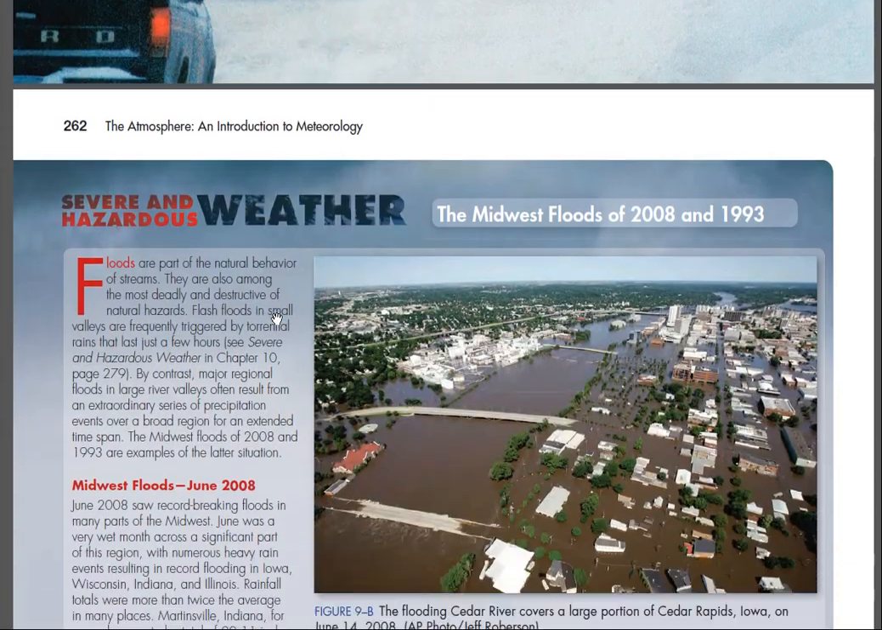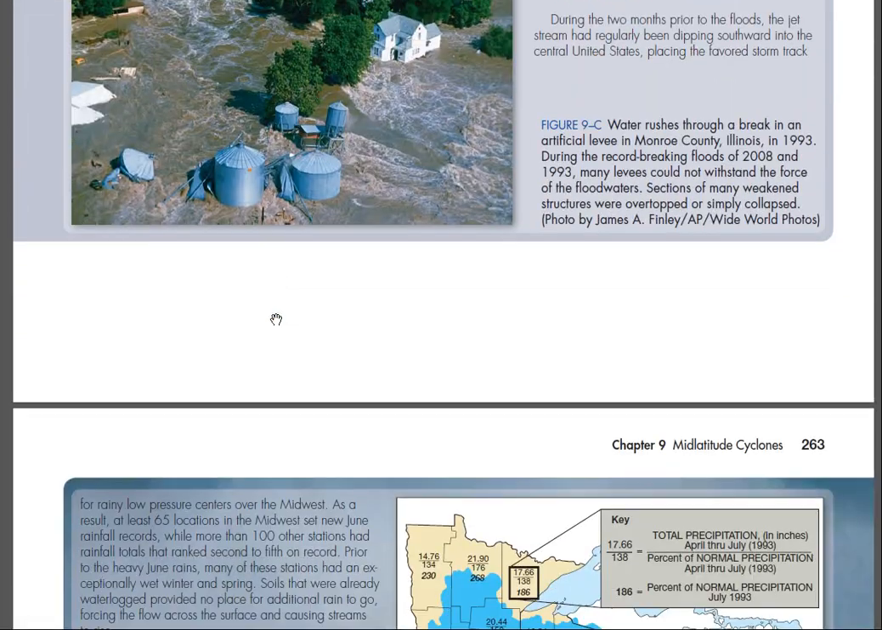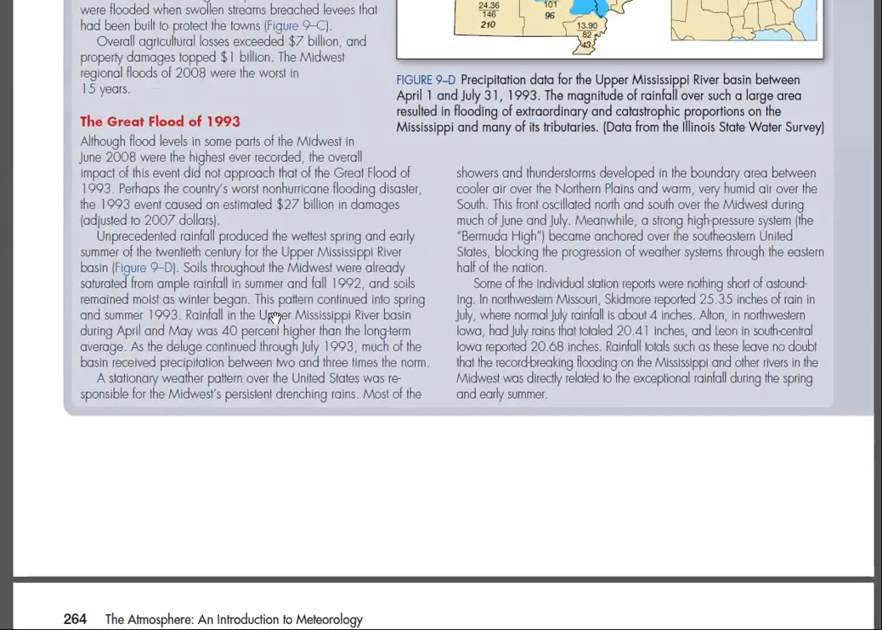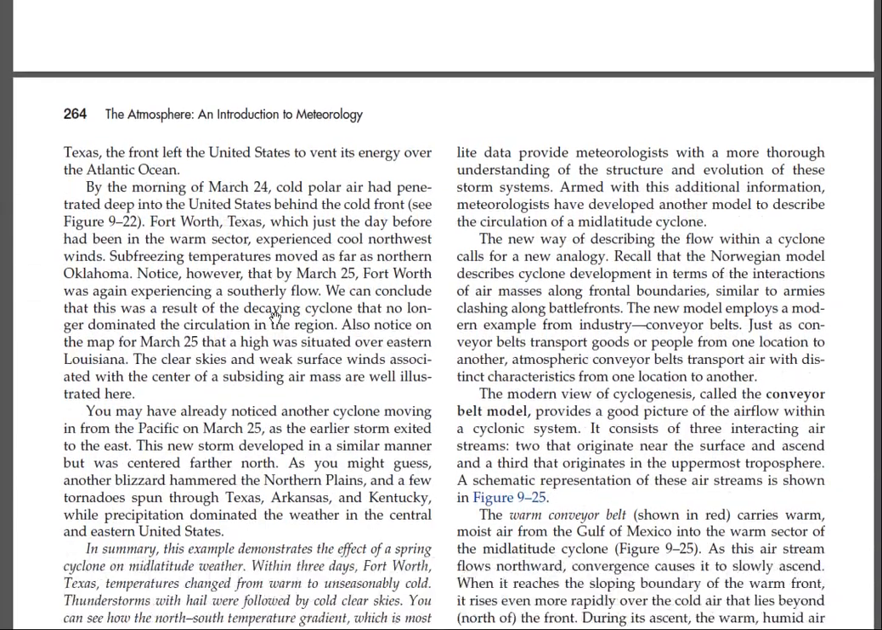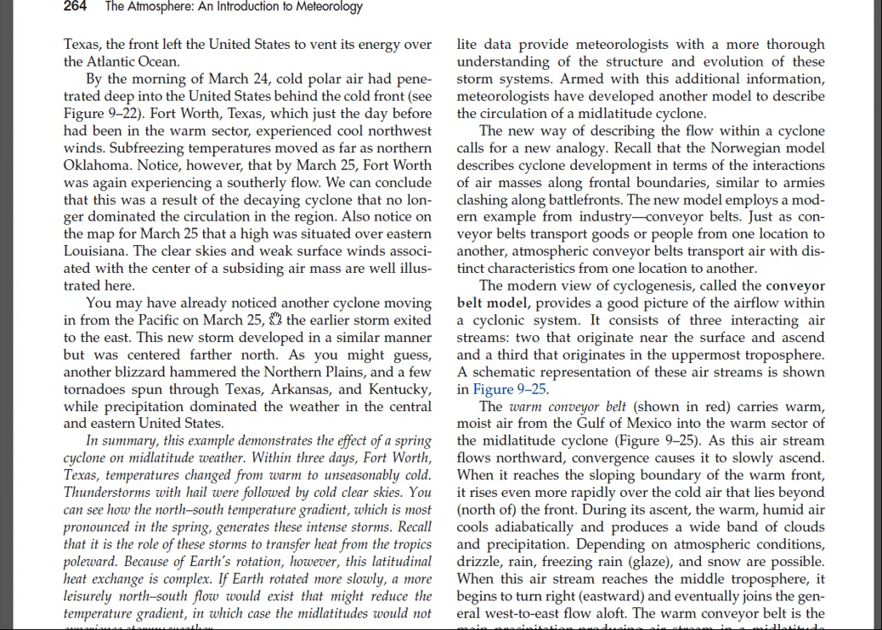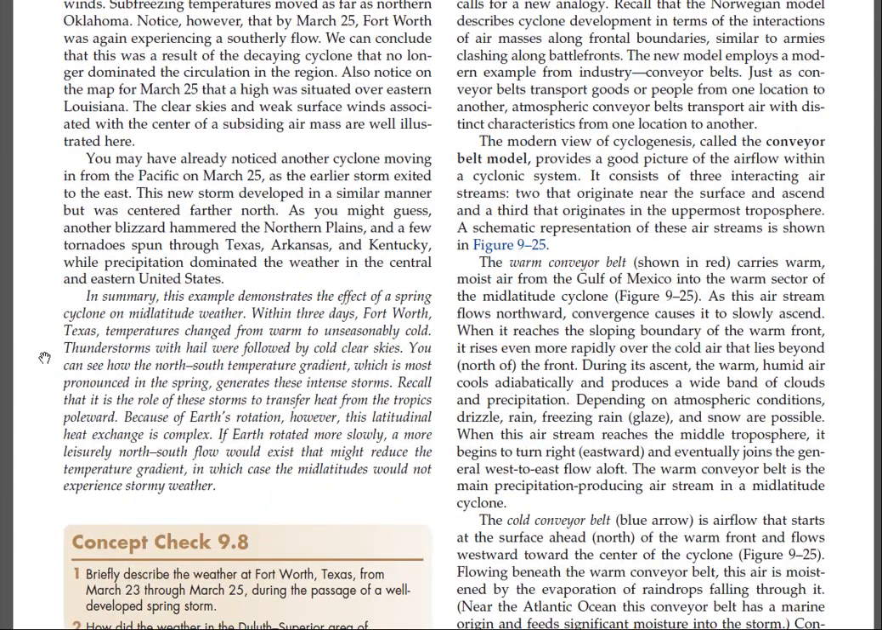In summary, this example demonstrates the effect of a spring cyclone on mid-latitude weather. Within 3 days, Fort Worth, Texas, temperatures changed from warm to unseasonably cold. Thunderstorms with hail were followed by cold clear skies. You can see how the north-south temperature gradient, which is most pronounced in the spring, generates these intense storms. Recall that it is the role of these storms to transfer heat from the tropics poleward.